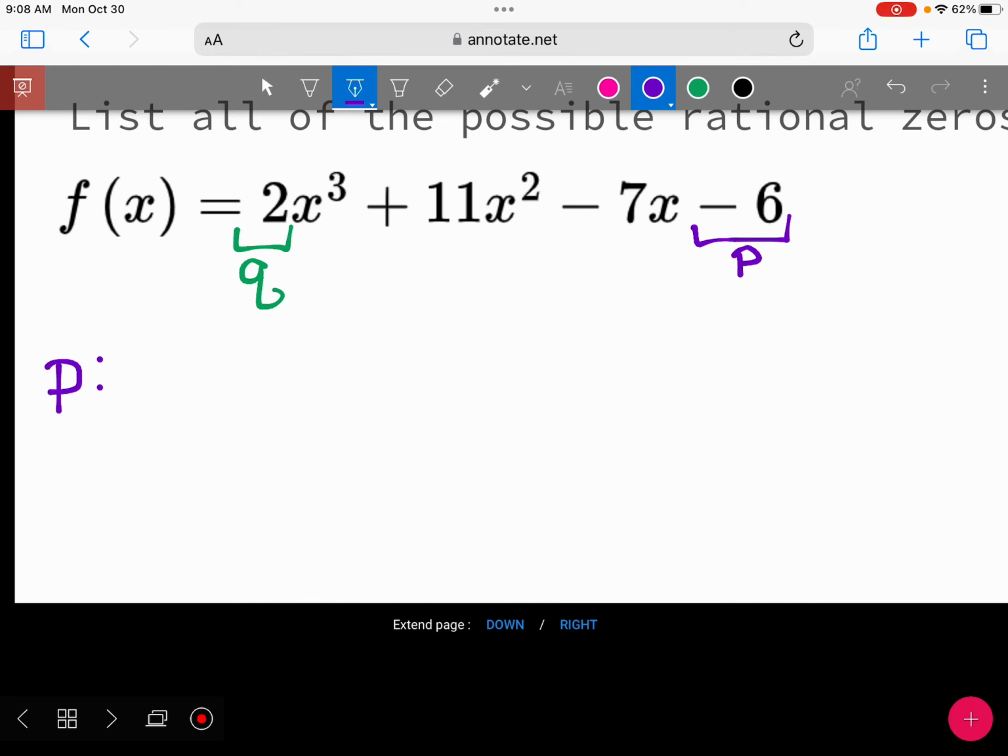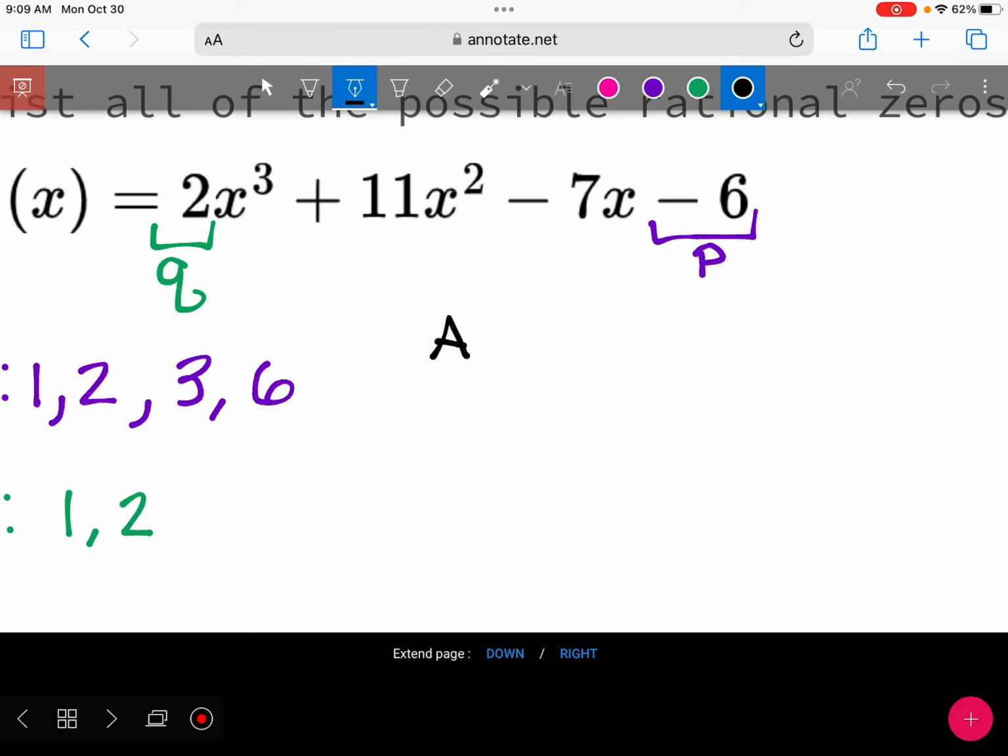So we're going to think about P, our 6 here. What are the factors of 6? 2, 1, 3, and 6. What are our factors of Q? 1 and 2. What we're going to do is make a list of all possible rational zeros, which is every possible combination of P over Q.